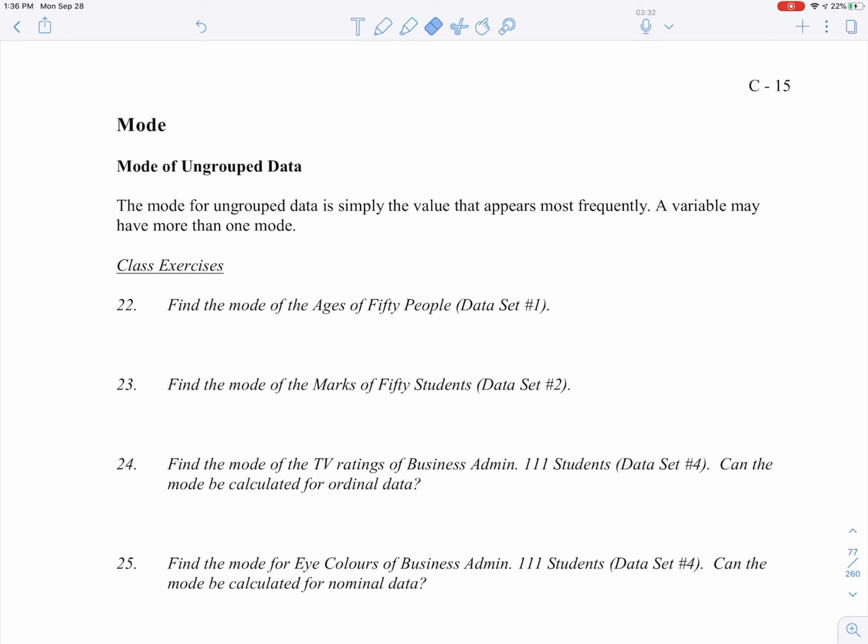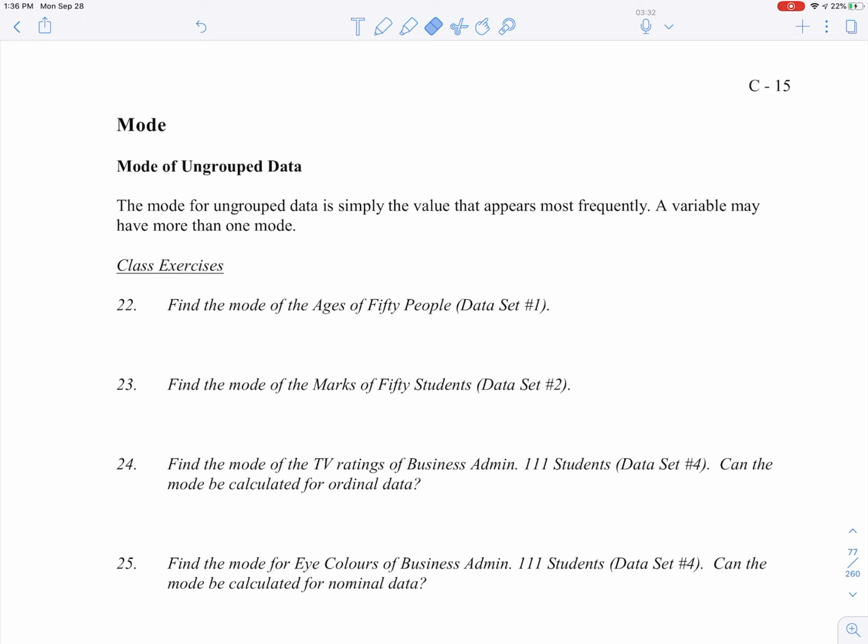Now, incidentally, we've already taken a look at the data sets before, and when we get into skewness, we will have already calculated a lot of the measures that we need, in particular the mean and the median. So we will be jumping back and forth to pages that you've already looked at and done. So have your manual in front of you when you do this. So we're taking a look here at the mode of the 50 people, data set number 1.